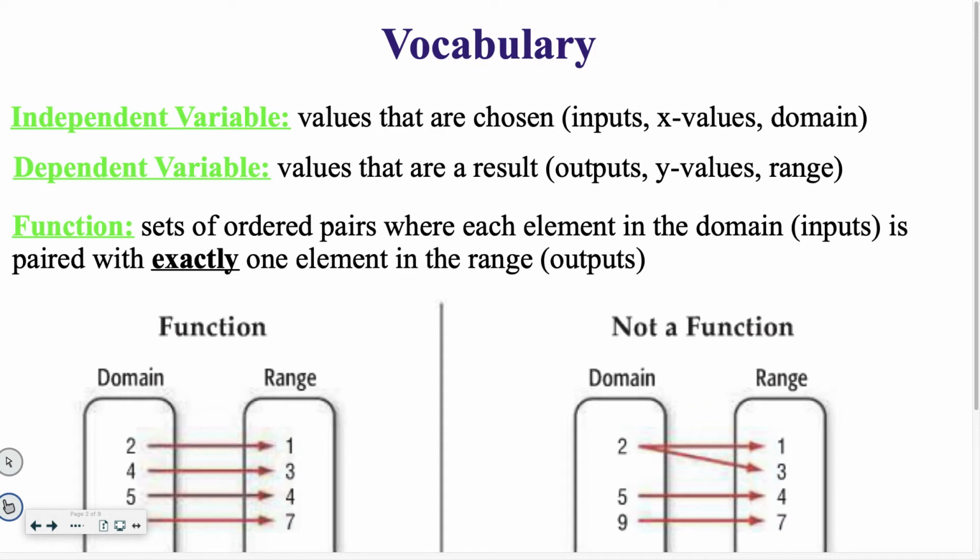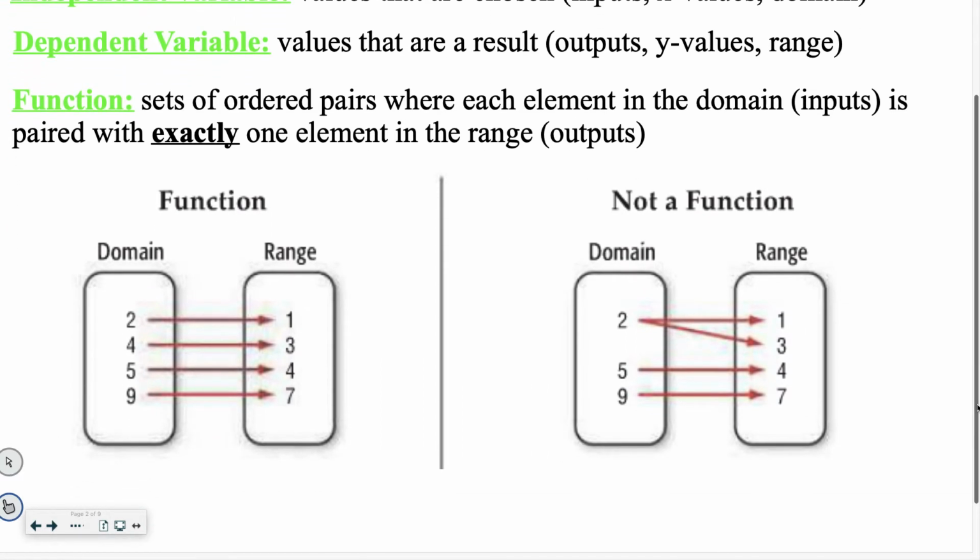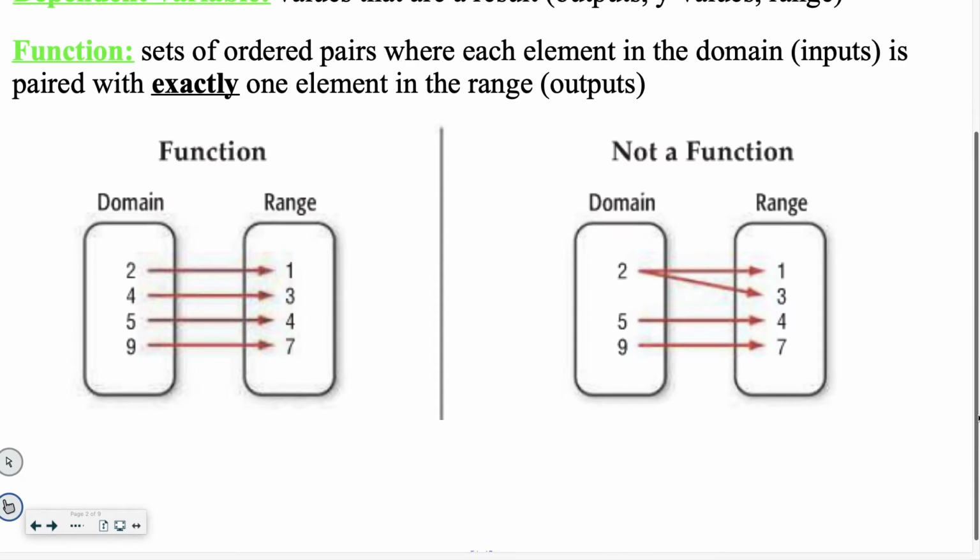And function: sets of ordered pairs where each element in the domain, so our x values, those inputs, is paired with exactly one element from the range, the outputs. So if we look at, this is called a mapping. A function, if I have 2 that I'm plugging in, I get a 1 out. If I plug 4 in, I get 3. If I plug 5 in, I get 4. If I plug 9 in, I get 7. Okay, see how they each only go to one number?